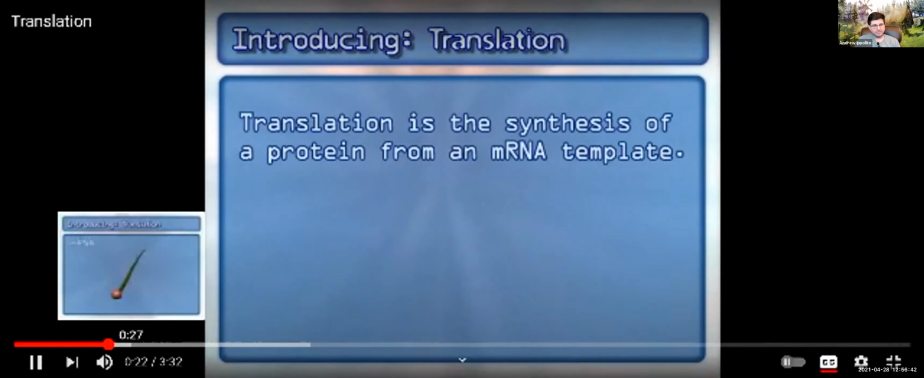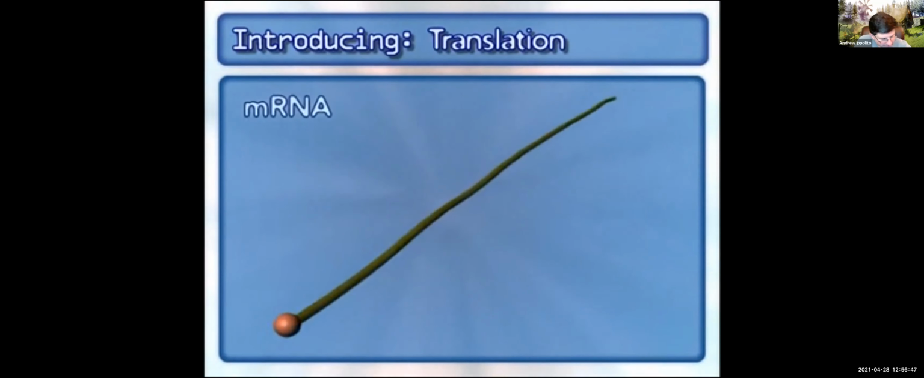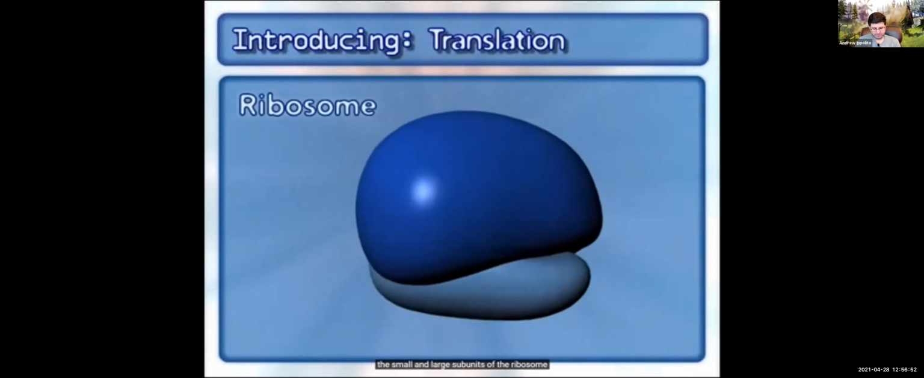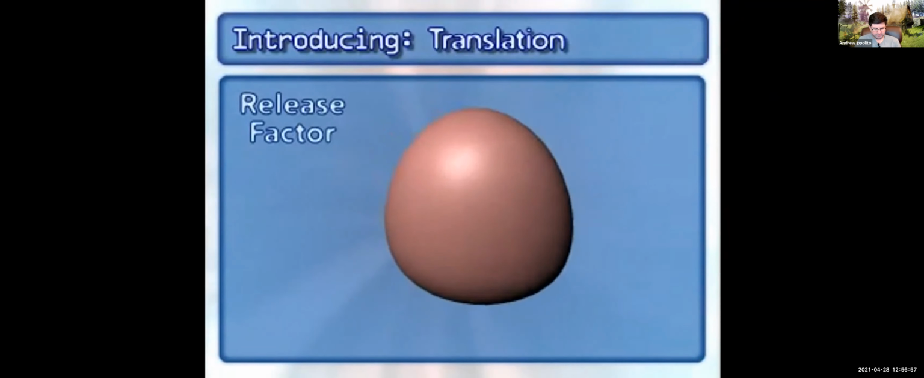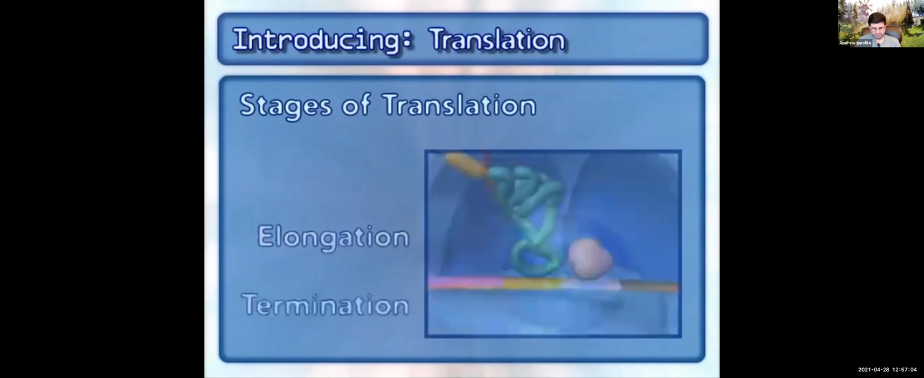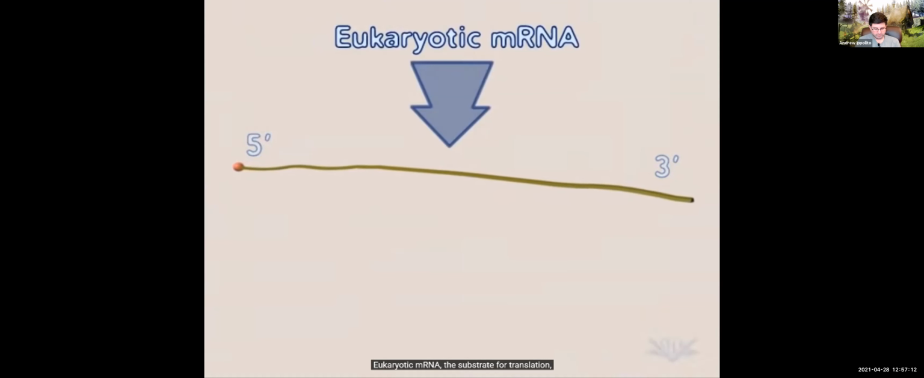Translation is the synthesis of a protein from an mRNA template. This process involves several key molecules, including mRNA, the small and large subunits of the ribosome, tRNA, and finally, the release factor. The process is broken into three stages: initiation, elongation, and termination. Let's see the process in action. Eukaryotic mRNA, the substrate for translation, has a unique 3' end called the poly A tail.